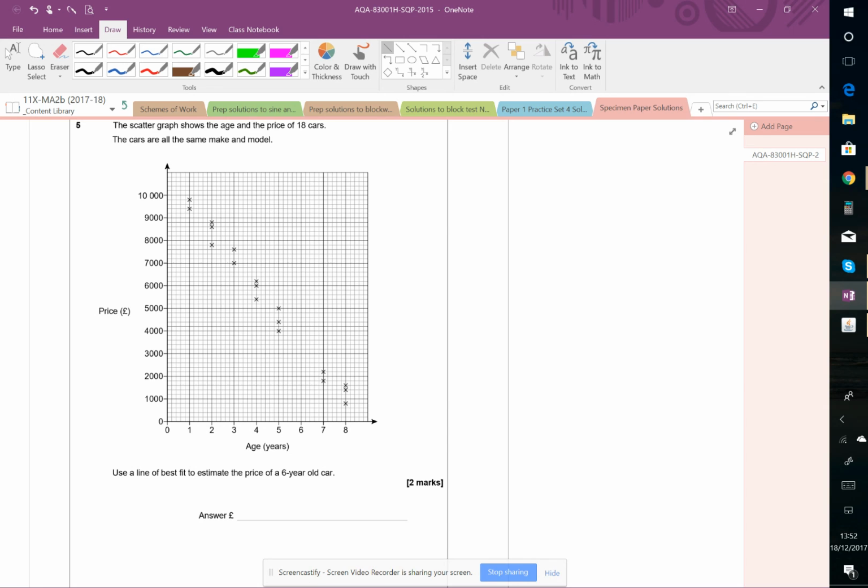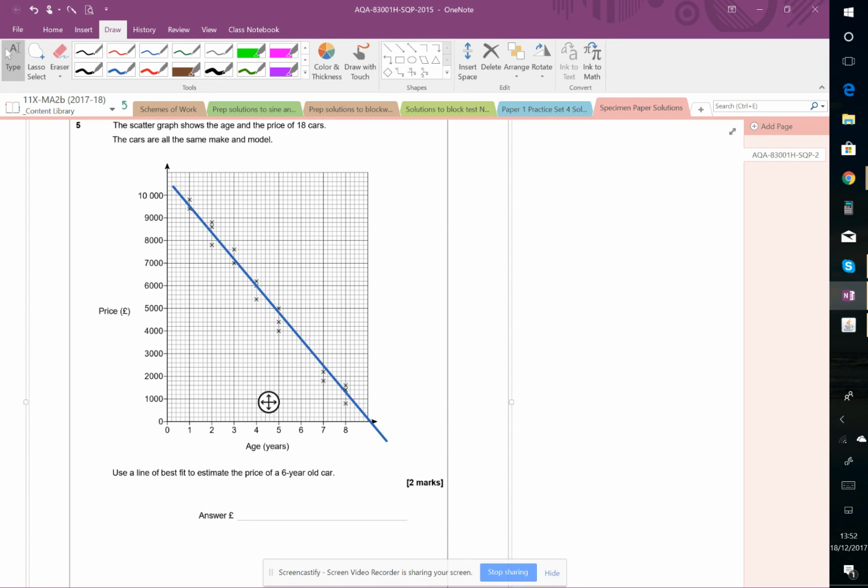And we want to make the straight line so that it averages out all of these dots. So we want to make sure we get as many crosses on the line as possible. And if we can't do that, which of course we can't, then we want to get as many on one side as we do on the other. So it's going to look something like that. And there will be a bit of leeway for this question, but that gives you an idea of what the best line of fit would be.